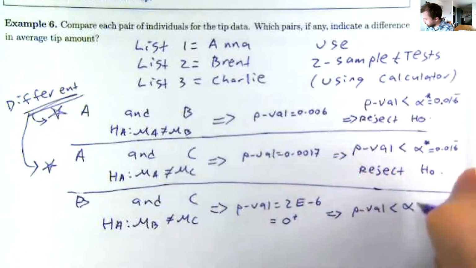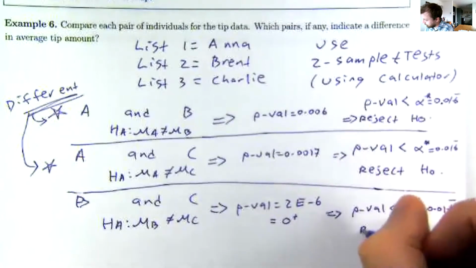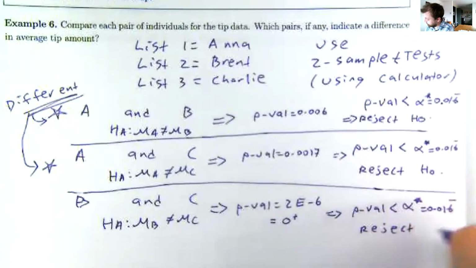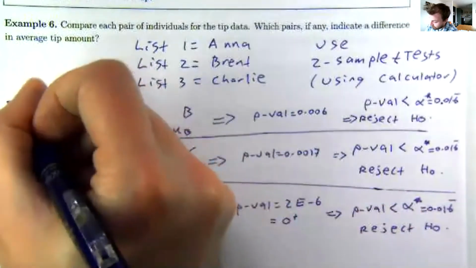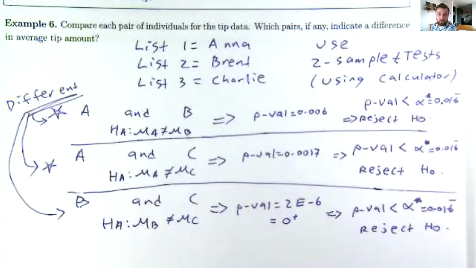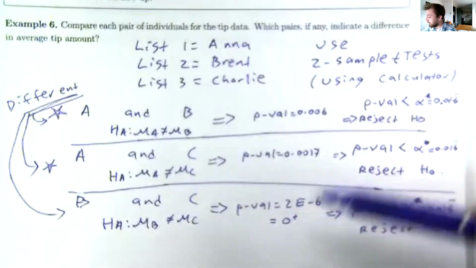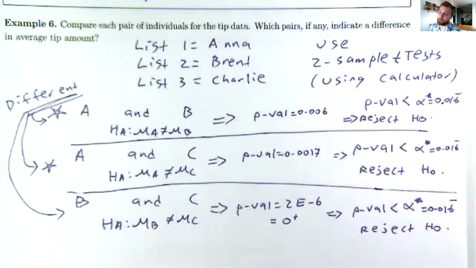My p-value is smaller than my corrected alpha level for all of these things. So that told me that Anna and Brent were getting a different amount. Anna and Charlie were likely getting a different amount, and Brent and Charlie. So it wasn't just one that was different, they're all different here. That's not always the case. So the alternative hypothesis is that at least one is different. Sometimes we end up with multiple groups being different.